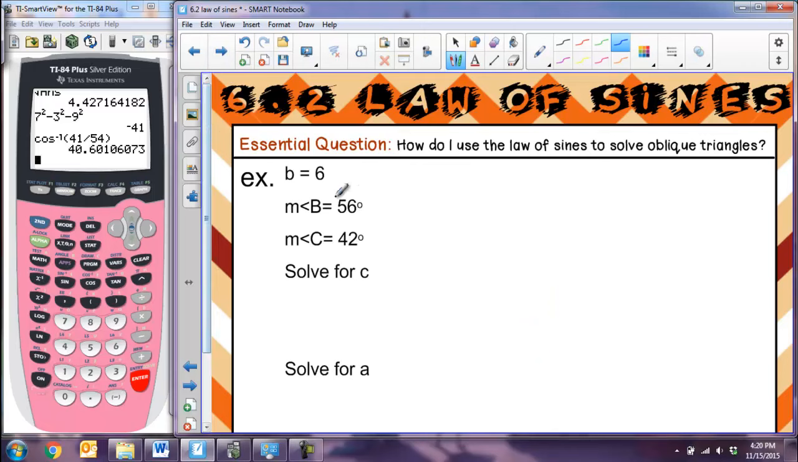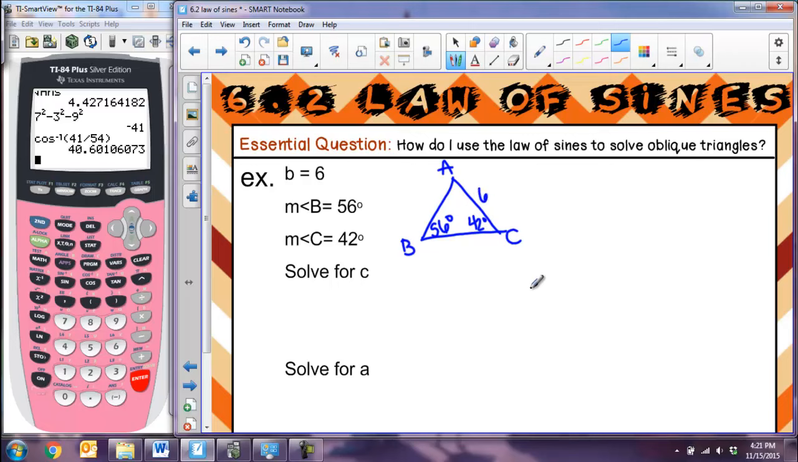We have a triangle where side B equals 6, the measure of angle B is 56 degrees, the measure of angle C is 42 degrees, and we want to know what side C is. So we're going to draw this picture out. With my triangle, no judging the triangle, we have triangle ABC, and we know angle B is 56 degrees, angle C is 42 degrees, and the side opposite angle B is 6.